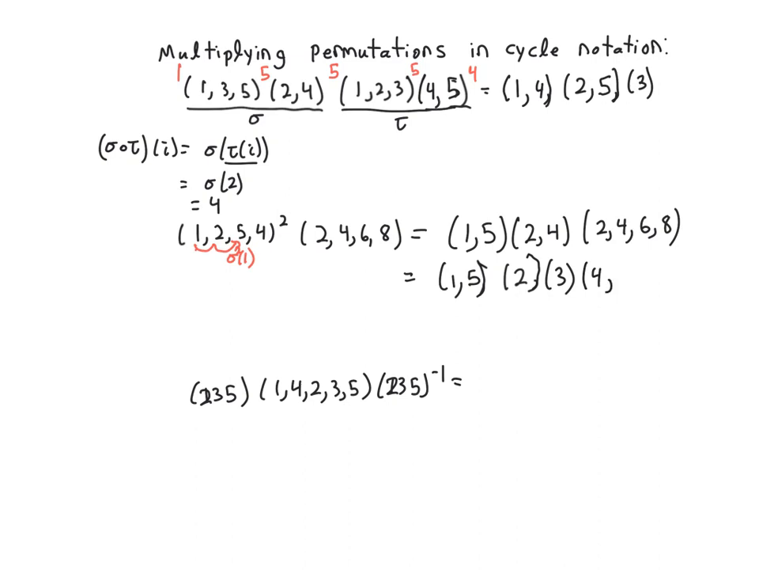4 goes to 6. And 6 never appears again, so 4 goes to 6. 6 goes to 8, 8 never appears again, so 6 goes to 8. 8 goes back to 2 on this first cycle, and then 2 goes to 4, so 8 goes to 4. And there's my answer. Worth noting, it is okay to drop 1 cycles from your answer sometimes, as long as it's clear what set you're working in.